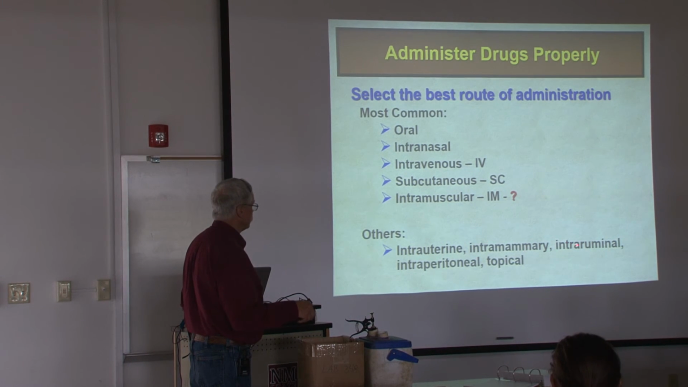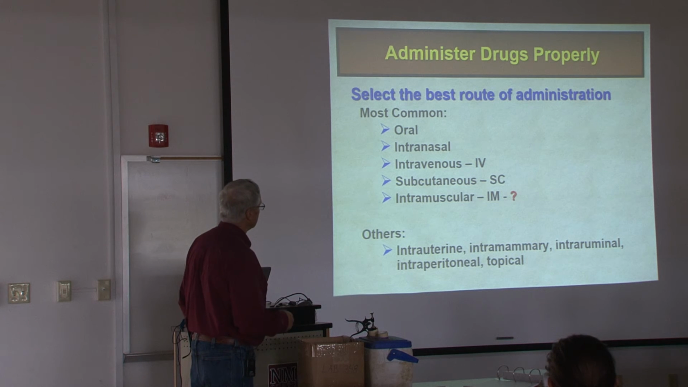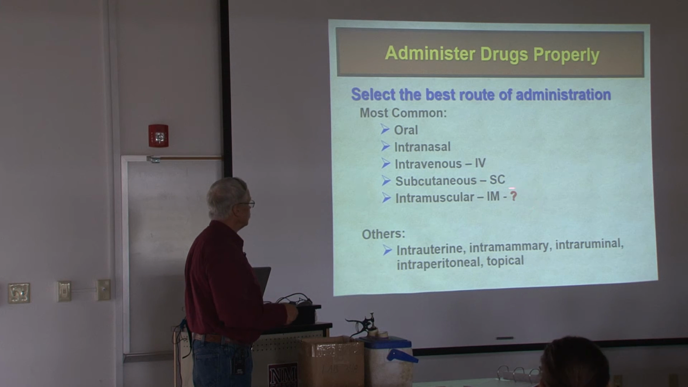Intrauterine, intramammary, intraruminal, intraperitoneal. I've got to ask that question. That's in the abdominal cavity. You put it in the cavity. That is a place we used to use quite a bit. The point of this is that from a BQA standpoint, we want to use these others. We don't want to use this.